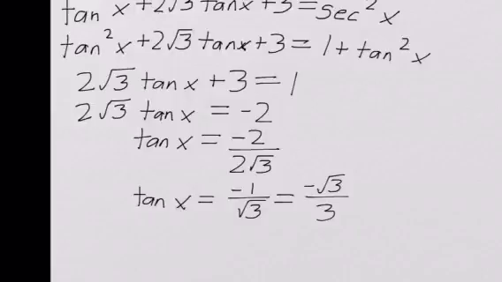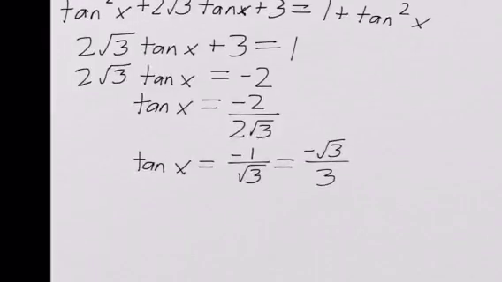So if we go back to our exact trig function values, we know that if tangent is negative, it has to be in the second and fourth quadrant. We know our reference angle has to be 30 degrees. So possible solutions for x are 150 degrees or 330 degrees.